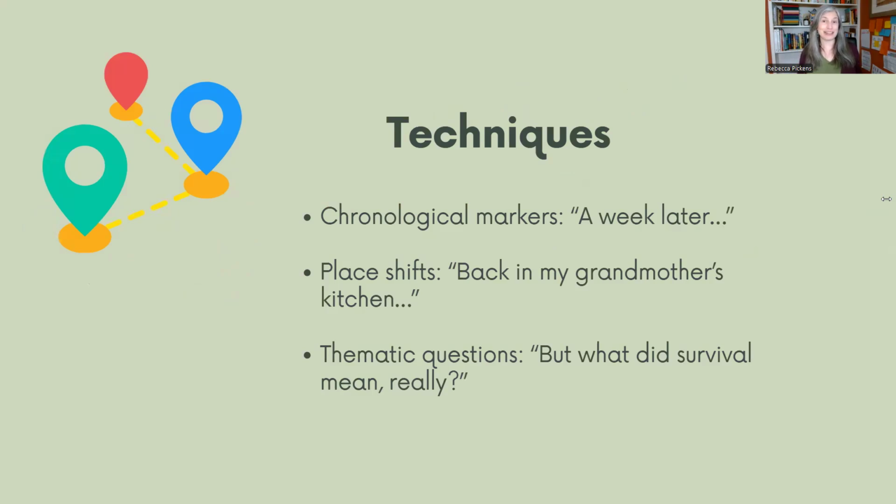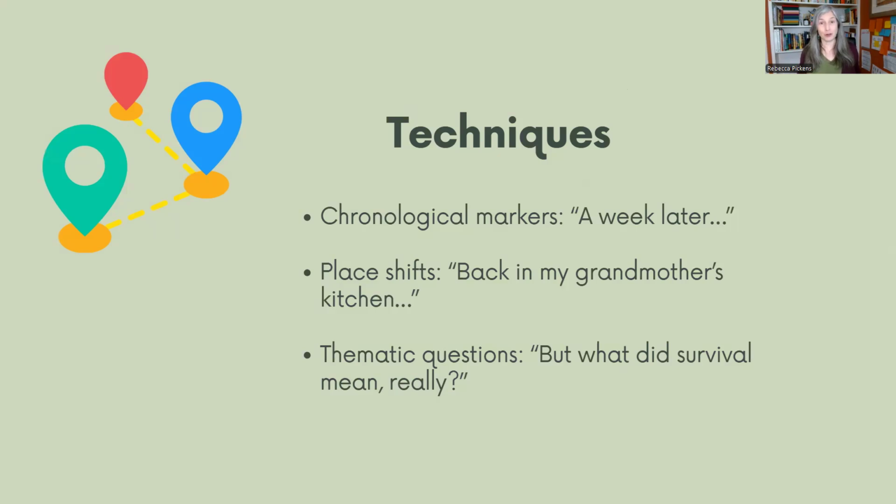There are a lot of different techniques that you can use to help a reader shift from scene to scene. I have a list of the most common ones that you'll see on this slide here. Chronological markers are exactly what they sound like. It might be a week later, a year before, last Christmas. These are just phrases that signal a time shift, or signal to you, the reader, when the event you're about to write about took place.